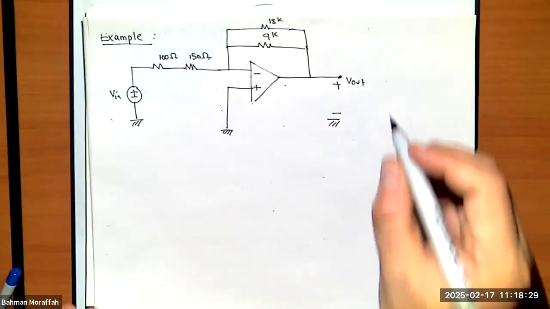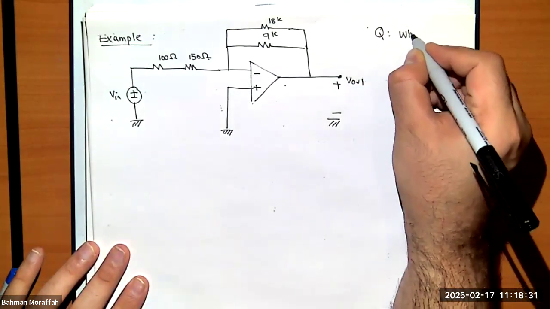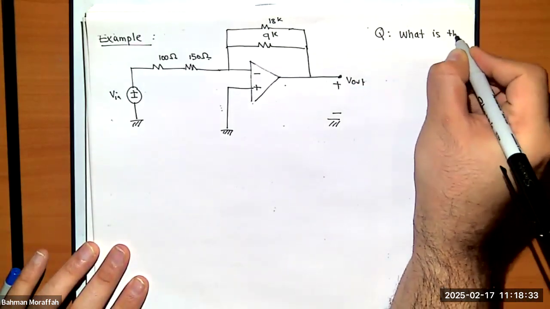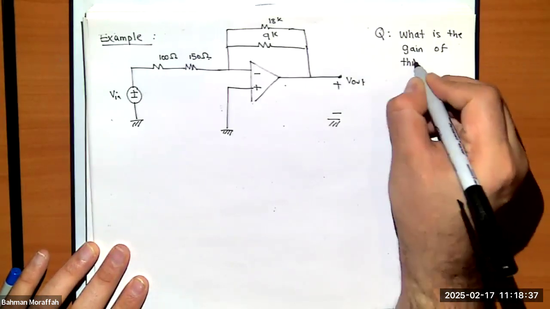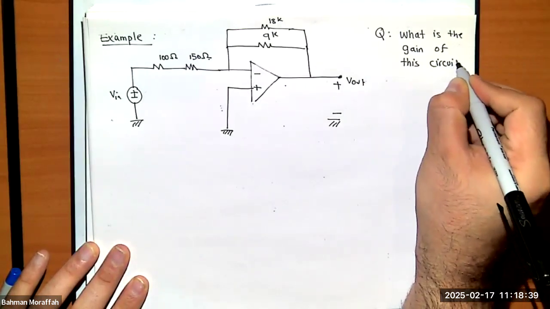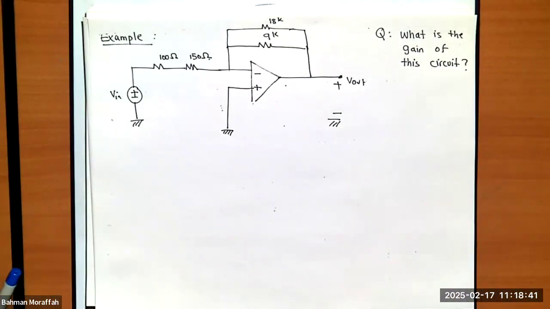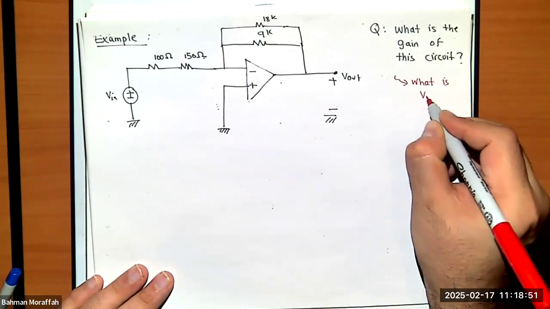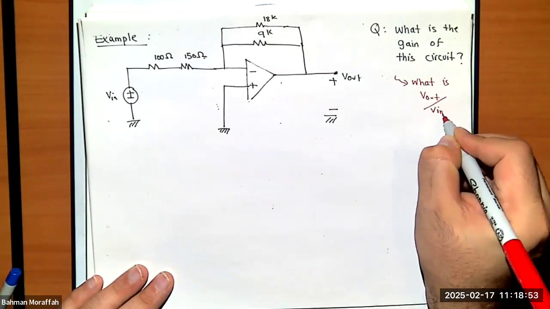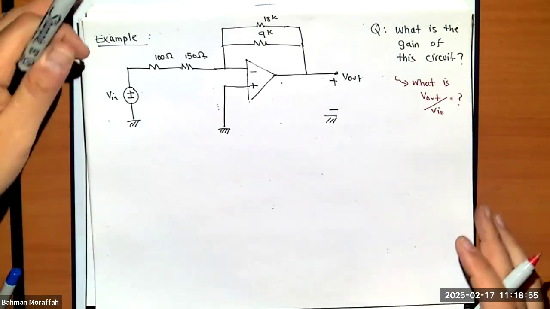And this question is asking us, what is the gain of this circuit? This is another way of asking what is the ratio between output and input. Okay, this translates to what is V out over V in. Right?